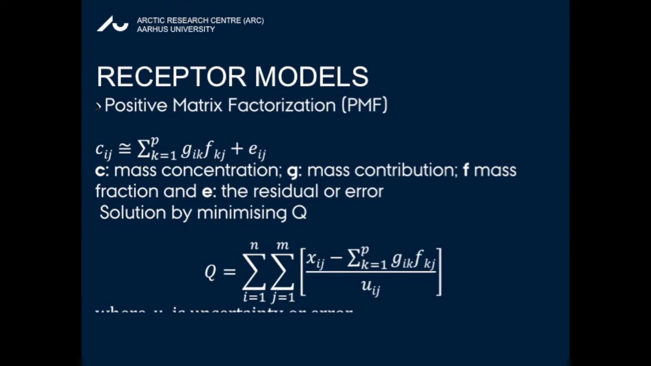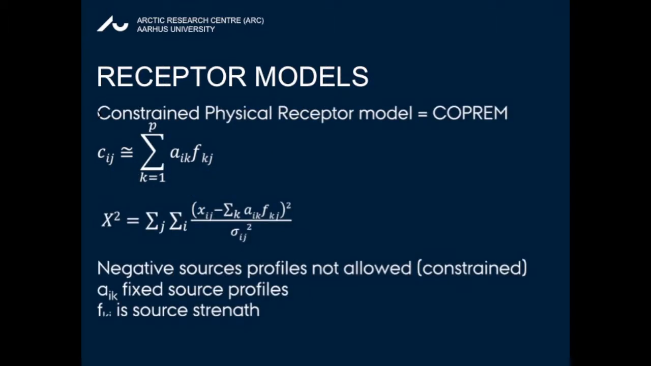We use receptor models, and we use positive matrix factorization. Don't look at this one. This one is interesting because there's no constraint on it. We have free source profiles, etc. And then we use another one which is constrained, where we have fixed source profiles, and we use those with our measured data and then to identify from where the sources are.